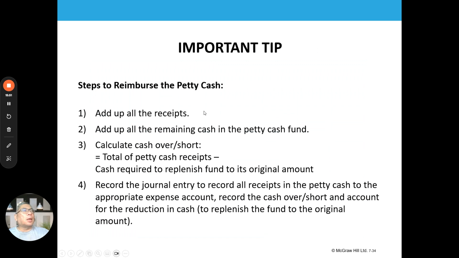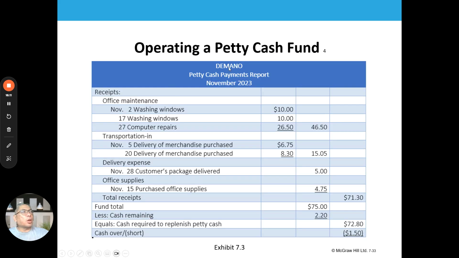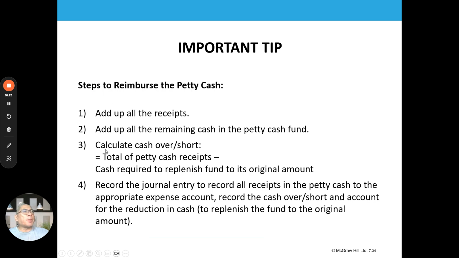Important tips, the steps to reimburse the petty cash: add all receipts, the ones I just mentioned in the previous slide; add up all the remaining cash in the petty cash fund; calculate the cash over or short; calculate the cash required to restore the original amount; and record the journal entries. Let me go back here to make sure you understand: here are all the receipts, the total, the remaining cash, and the cash overshort. Step by step is shown in your slide.